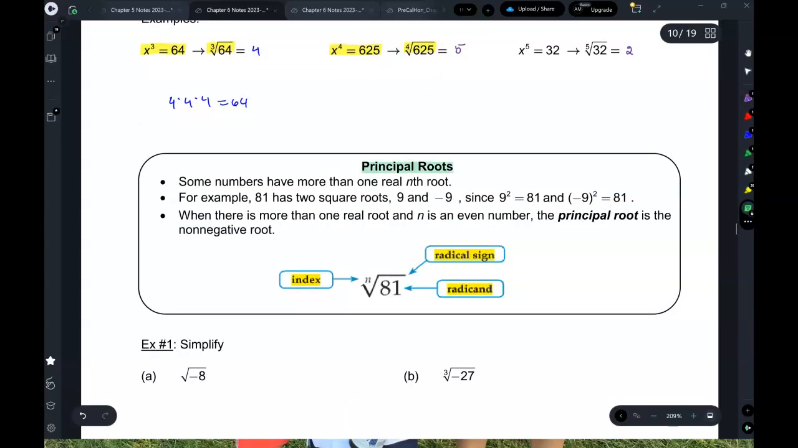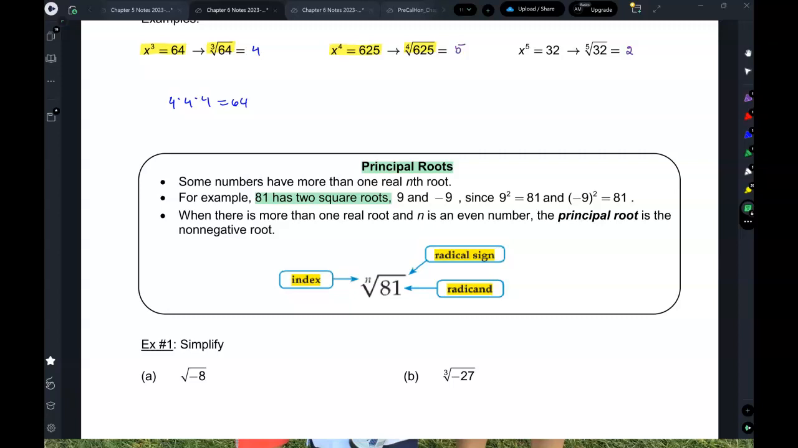So let's talk about principal roots. Some numbers have more than one nth root. What does that mean? If I were to tell you, find all the numbers that when you multiply it by itself twice, you get 81, you'd say 9, because 9 times 9 is 81. But also negative 9, because negative 9 times negative 9 is also 81, right? So 81 has 2 square roots, because both 9 and negative 9 squared will be 81.